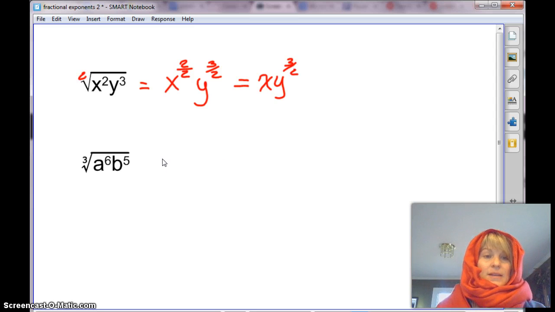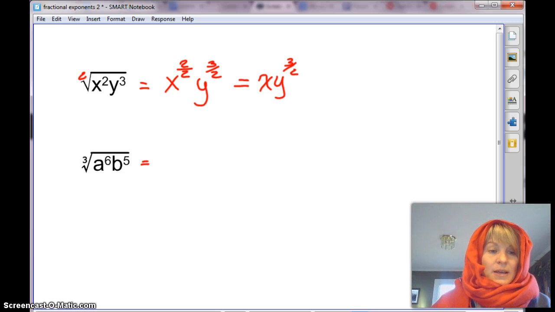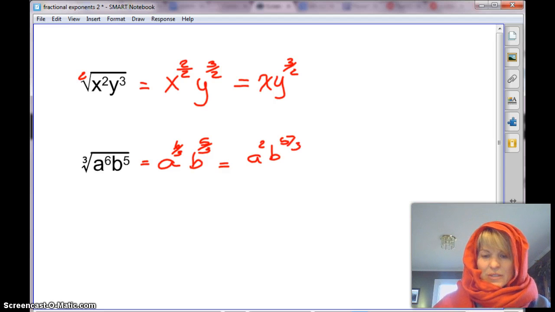Okay? And then same thing down here in this one. So we have a, and I have an exponent of 6 and a root of 3. So that's going to be 6 over 3. And b, I have an exponent of 5 and a root of 3. So that's 5/3. And then this I can simplify because I know 6 over 3 is 2. So it's really a squared over b to the 5/3. Okay? Simple stuff, right?